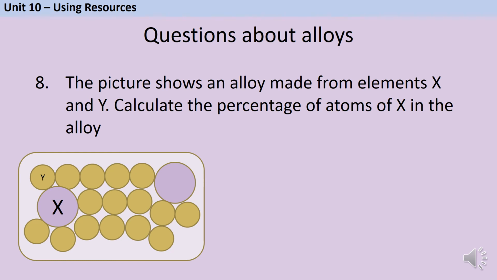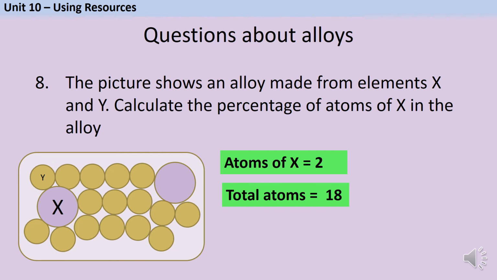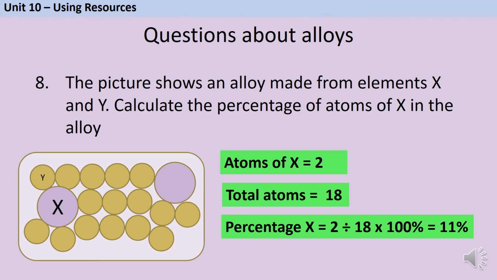So, in order to work out a percentage, I need to work out the number of atoms of X divided by the total number of atoms. So I've got 2 atoms of X, and in total I've got 18. Bear in mind it needs to be the total, not just the atoms of Y. So then I do 2 divided by 18 times by 100 to make it a percentage, and I get 11%.